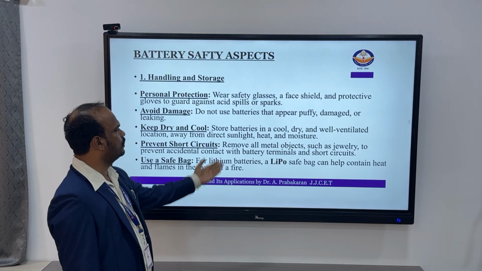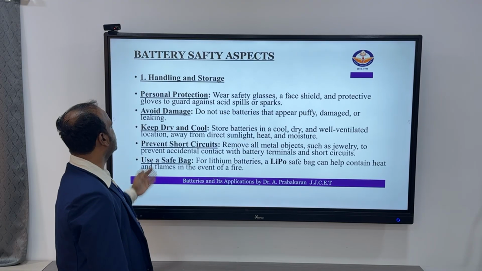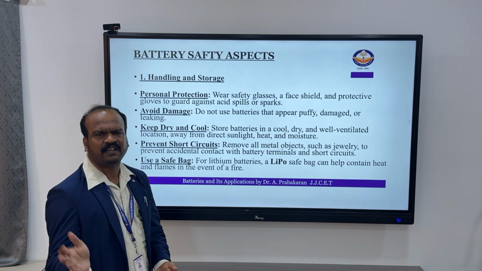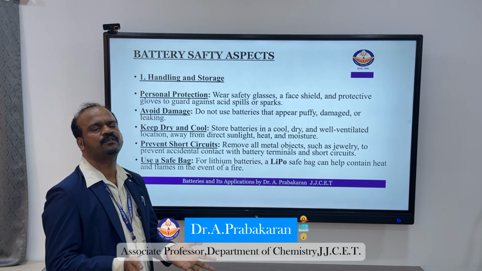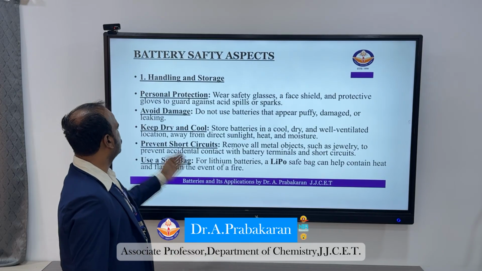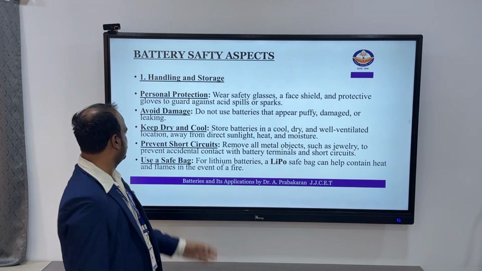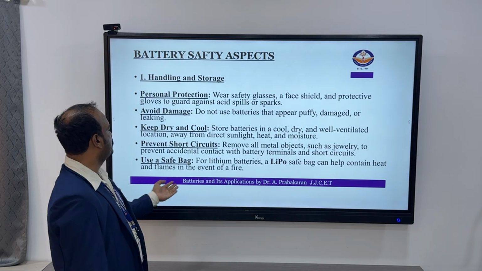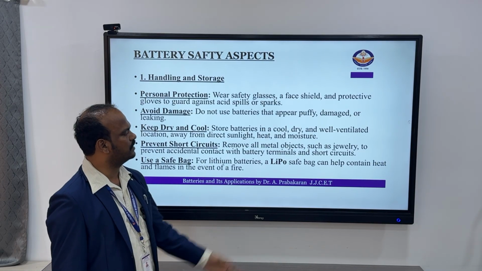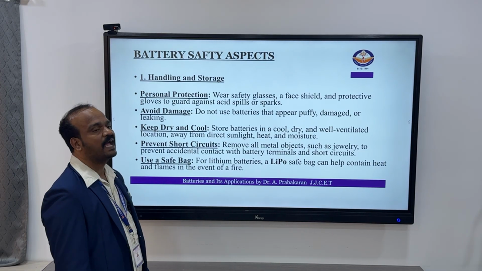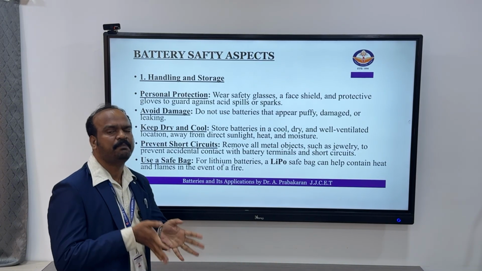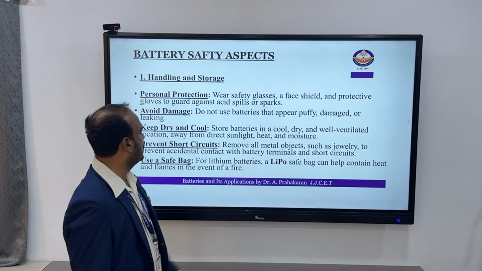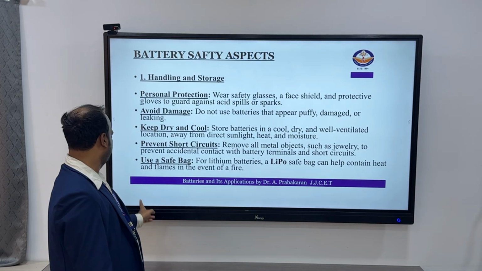Keep dry and cool. Store batteries in a cool, dry and well ventilated location away from direct sunlight and moisture. Moisture, sunlight and heat should not directly contact the battery because they affect the battery size and battery capacity. That's why batteries should be kept in dry, cool places. And prevent short circuits. Remove all metal objects such as jewelry and prevent accidental contact with the battery terminals and short circuits. Use safe bags. Whenever the battery is not in use, keep it in a safe bag. For lithium batteries, a LiPo safe bag can help contain the heat and flames in case of fire.